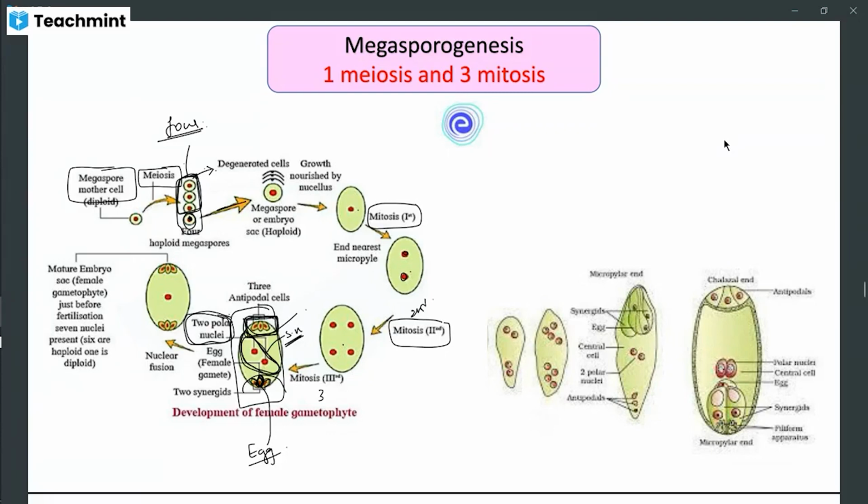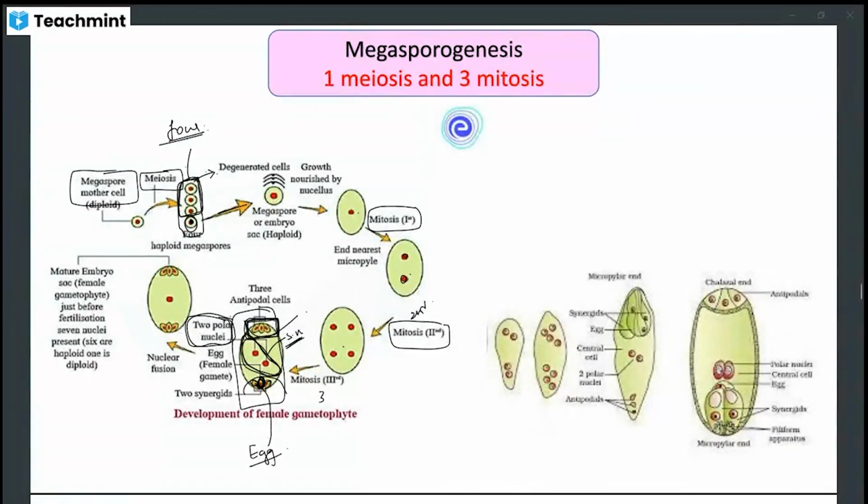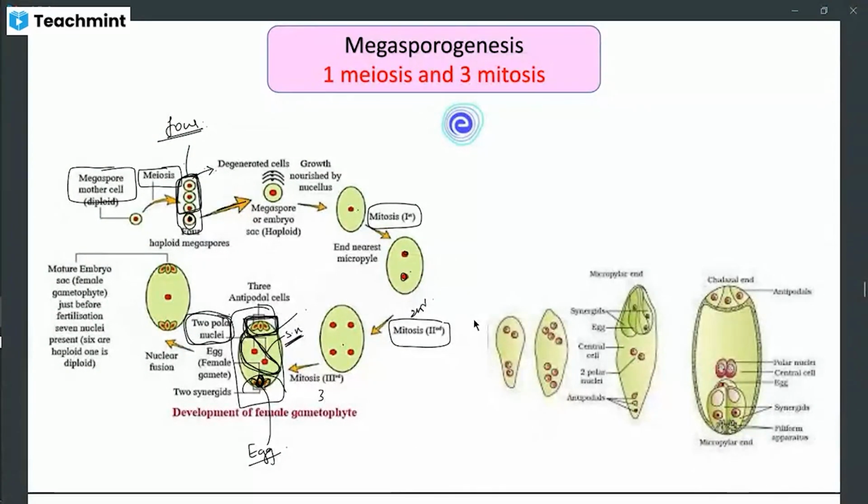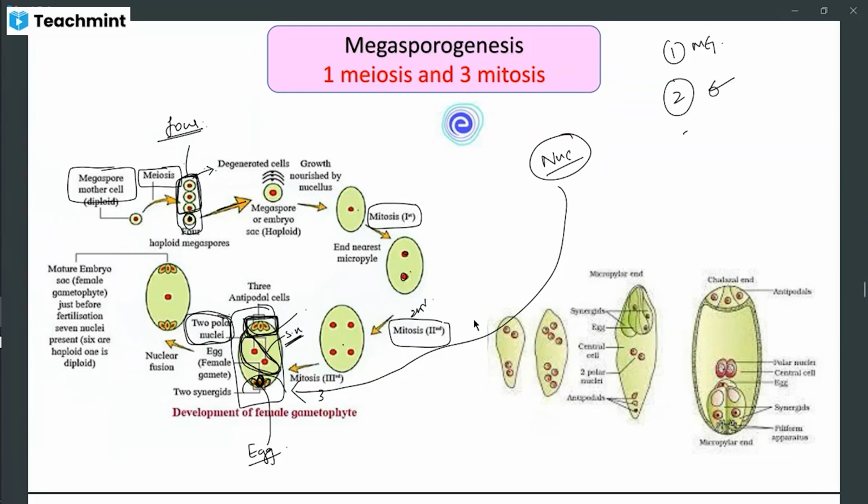So where does the embryo sac get nourishment from? What nourishes the embryo sac? Come on, you need to answer. Nucellus, yeah. Nucellus is the part which nourishes the embryo sac. So please, these are very, very important questions. One, where does the male gamete get its nourishment? Two, where does the embryo get its nourishment? Three, where does the embryo sac get its nourishment? So please be aware of these three questions.